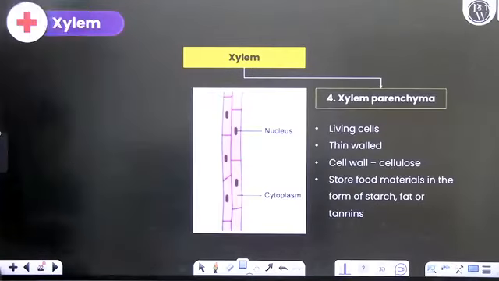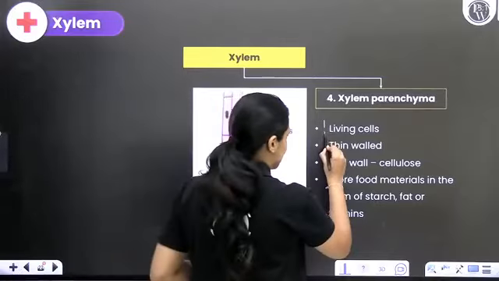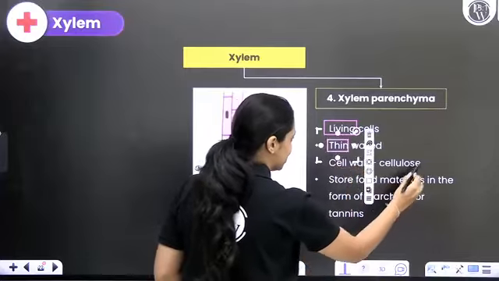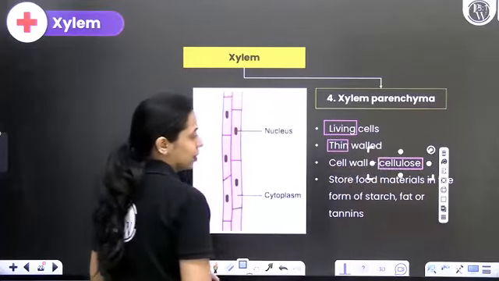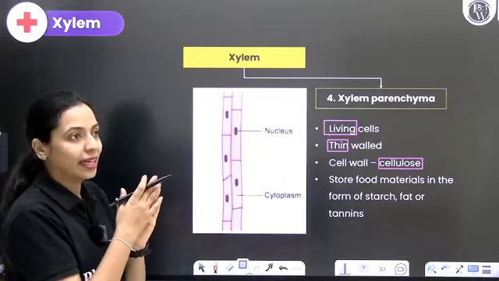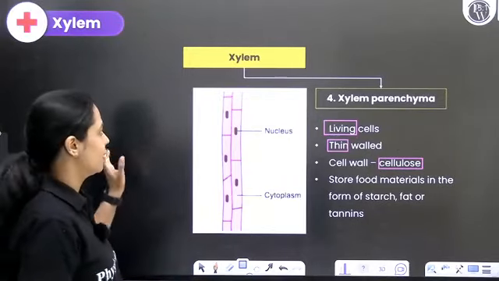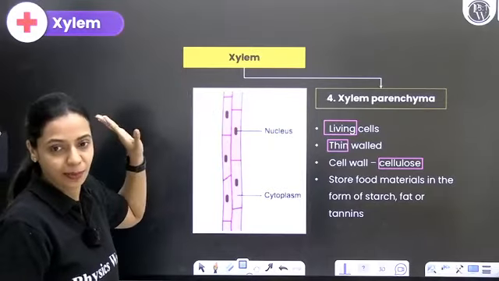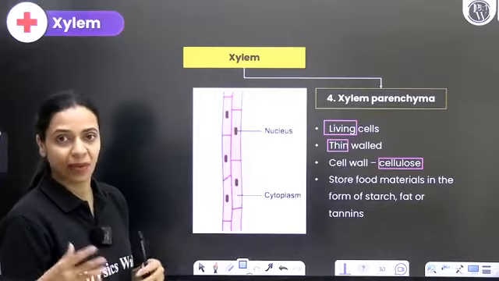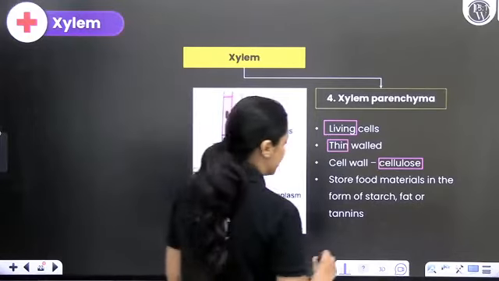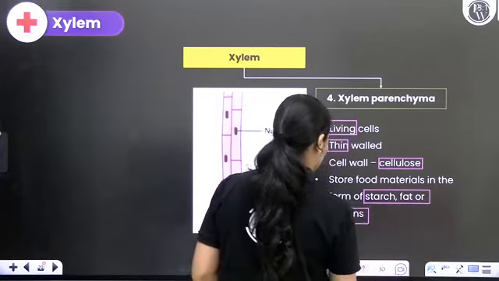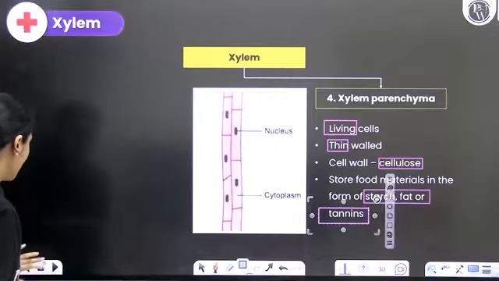Last one is parenchyma. Parenchyma is the only living cell that you find in xylem. If it's parenchyma, obviously it will have a thin wall that is made up of just cellulose, no lignin here. This will help in storage of food, and if any lateral conduction of water has to happen, xylem parenchyma will help in that. What is lateral conduction? When we learn about how these are arranged inside root and stem, I'll teach you. Okay, so this is also involved in storage of food such as starch, fat or tannins. That is about xylem parenchyma.